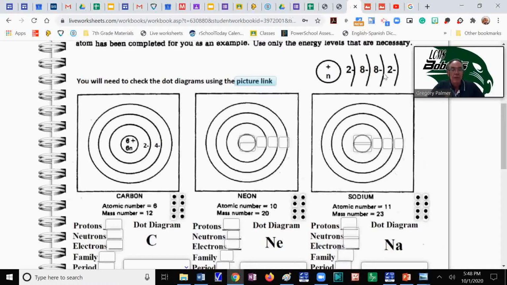Now, I didn't continue the chart, but we know that if that 2 was full, we would go down here, and there could be 10 more back on the third energy level, and then we could go to the fourth and have 6. Also included a picture link so you can check the diagrams at the end.